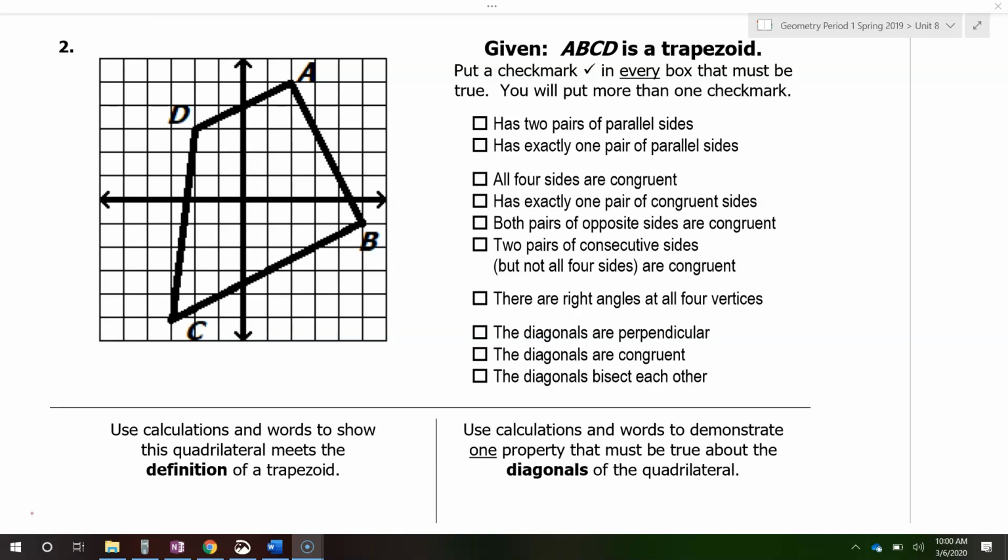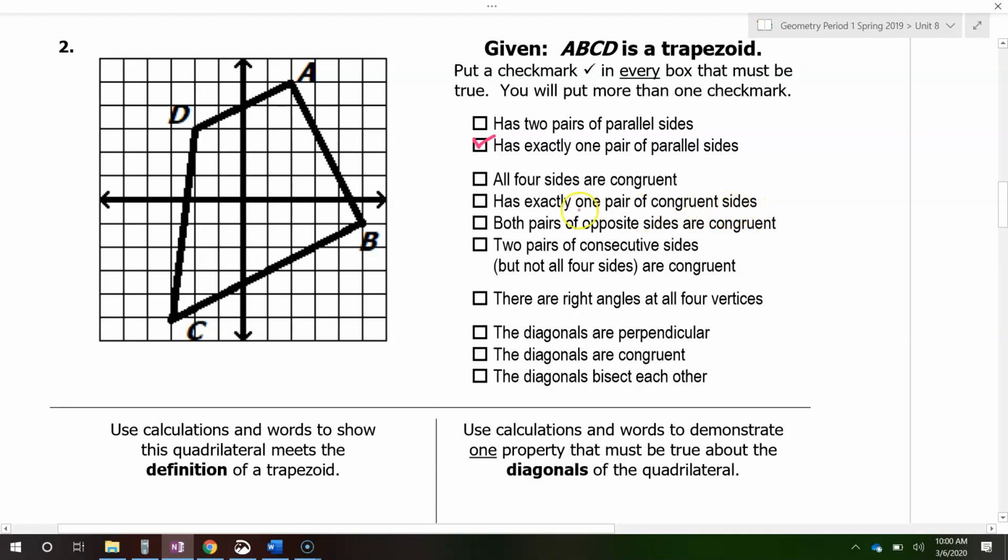Does it have two pairs of parallel sides? No. We're not going to check that one. It has exactly one pair of parallel sides? Yes. Yeah, that's what a trapezoid is. That's the definition of a trapezoid right there. All four sides congruent? No. No, that's a rhombus.